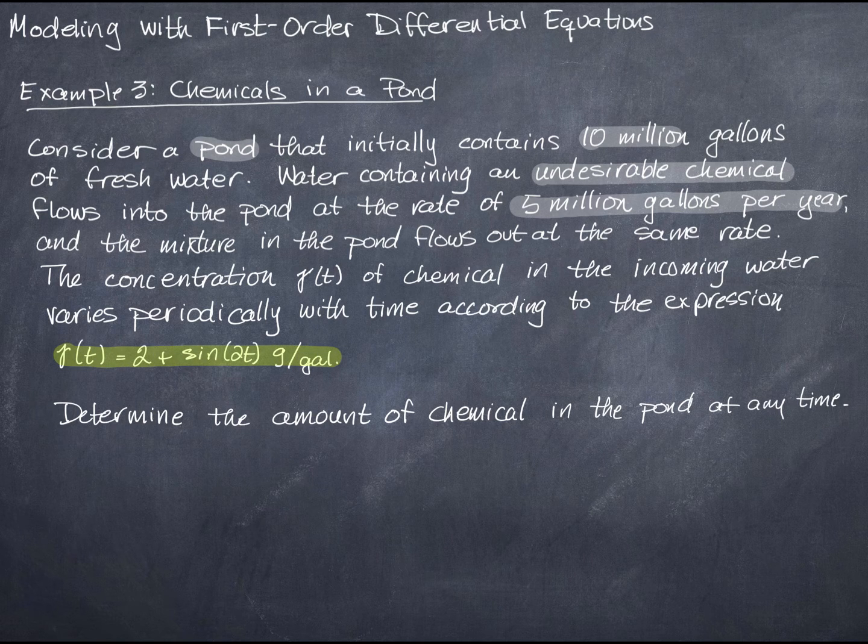The incoming water varies, right? The concentration of the chemical in the incoming water varies according to this equation. Well, the concentration of salt, or the concentration of this undesirable chemical, is just how much of that stuff there is in the water. So this is really just like saying how much salt is in the water. Not how much water do we have with salt in it, but how much salt is in the water that we have.